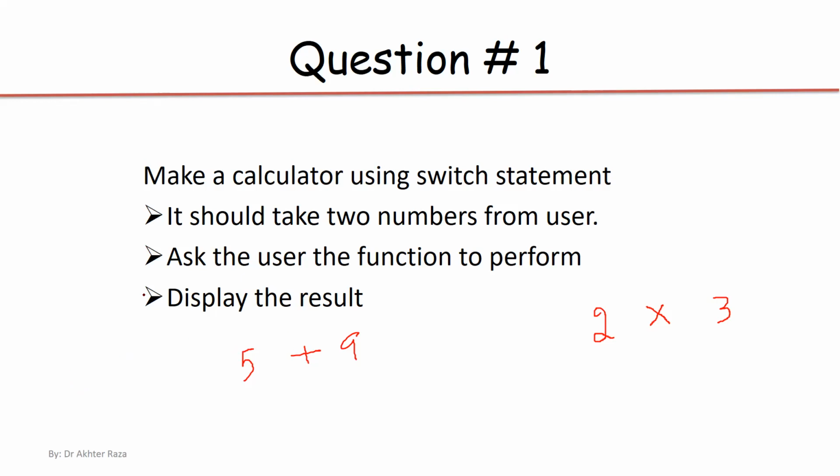So the user has to input 3 things. One is the first number, the second number, and what the user wants, the operator. Operators are what? Plus, minus, multiply, divide, or power. We can use power as well. The user has to input some of these operators. If we want to keep it simple, then we can remove the power.